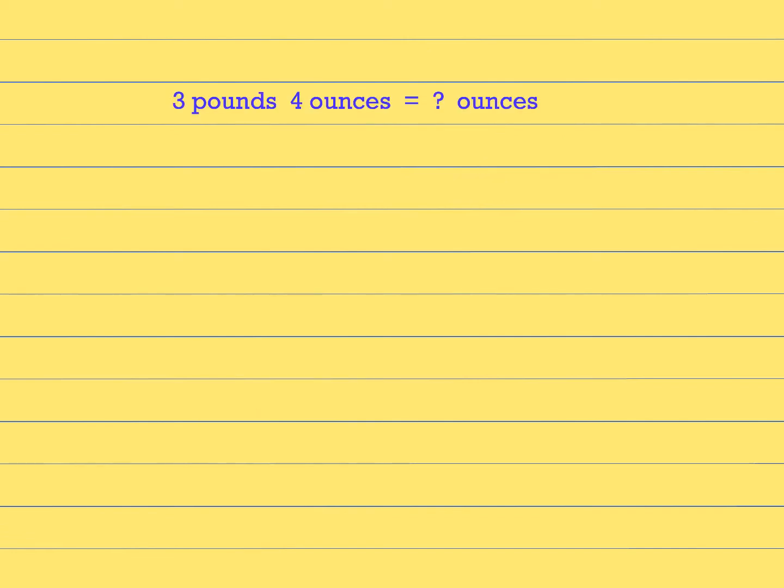Now suppose we want to convert something that's mixed units, like 3 pounds, 4 ounces, all into ounces. Well, these are already ounces. We need to just convert this into ounces and then add these extra 4 ounces on. What is the relationship between pounds and ounces? You may or may not know, but 1 pound equals 16 ounces.